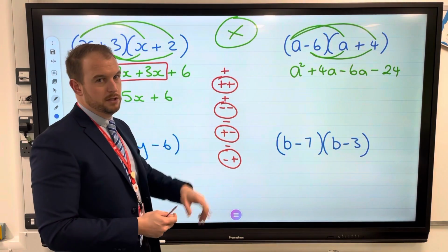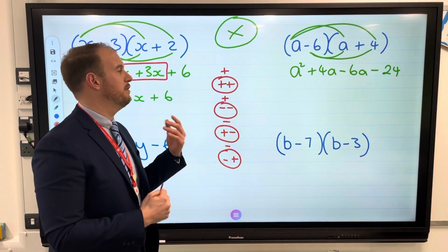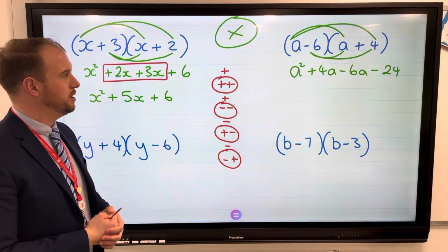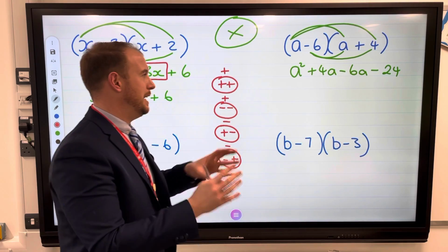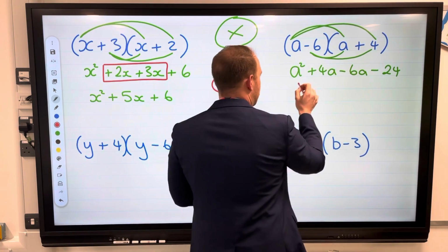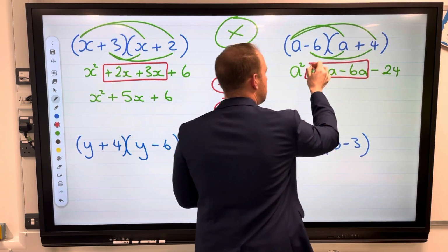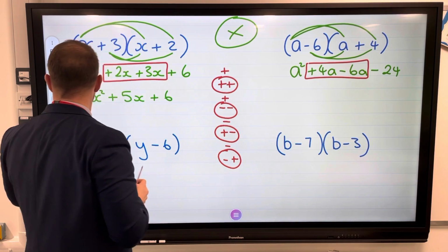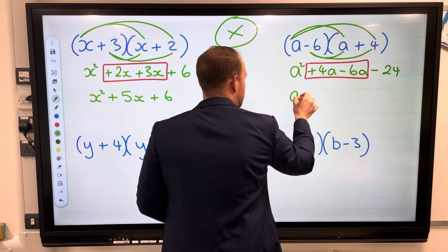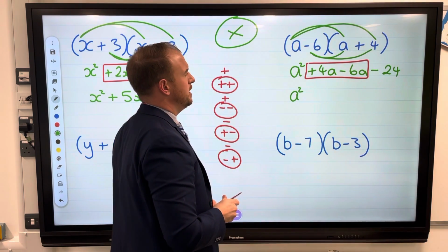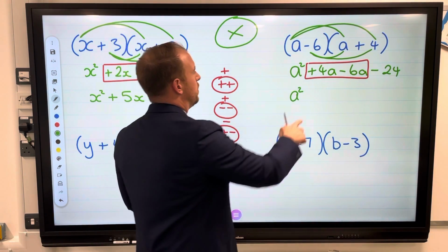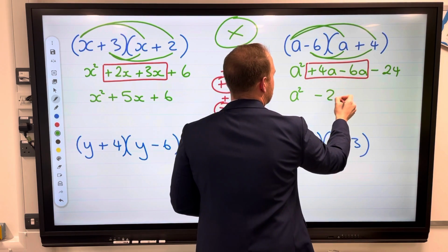Might be worth writing those down, put them in the corner of your page, and refer to them throughout answering these questions. So we've expanded our double brackets. We're now going to collect our like terms. So I've got this part in the middle which we need to put together. So a squared first, and then I've got positive 4a, take away 6a, okay? So now I've got 4 take away 6 is minus 2.